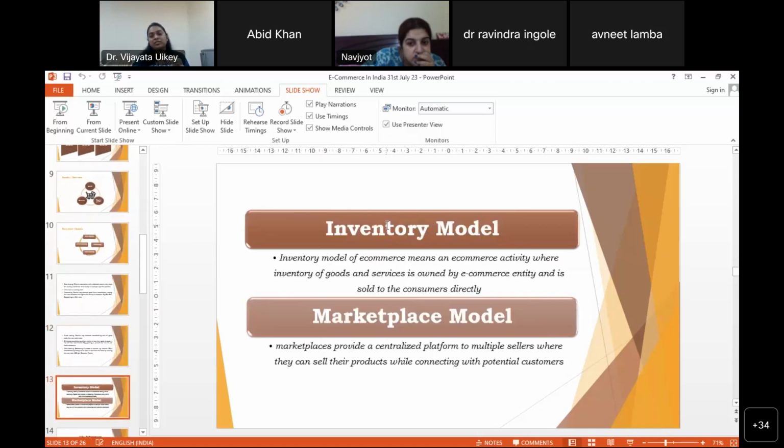Now coming to what is very important: the inventory model and the marketplace model. This too is very important. On the basis of the classification we have seen earlier, it is further divided into two models: the inventory model and the marketplace model. The inventory model of e-commerce is an activity where the inventory of goods and services is owned by the e-commerce entity and sold directly to the consumer. There are many examples here; if you want to see, you can look at Bata. Bata has its own bricks and mortar traditional market, and it also has online services. So companies with their own brands can have their own website where they can directly deal with the customer.